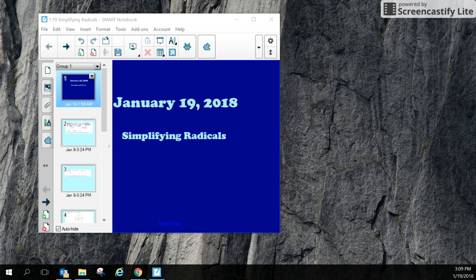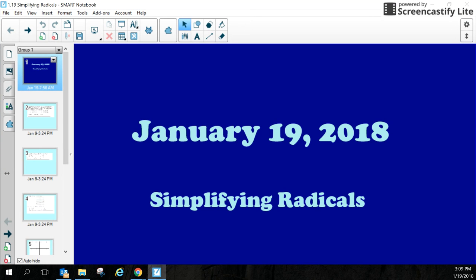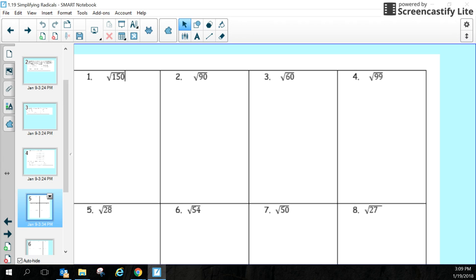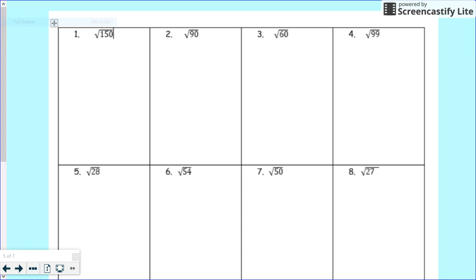All right, guys, here's the notes for January 19th. We didn't get through all of them today in the class because of the activity schedule, so I wanted to make sure I had all these examples worked out for you. So I'm going to go through all of them.